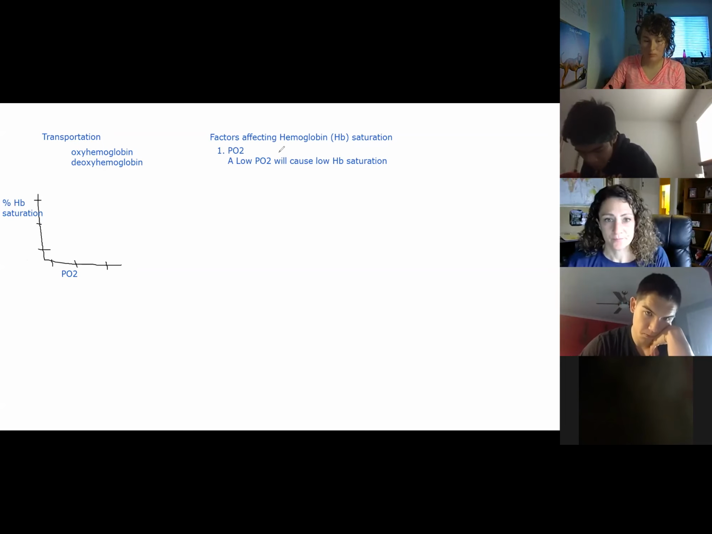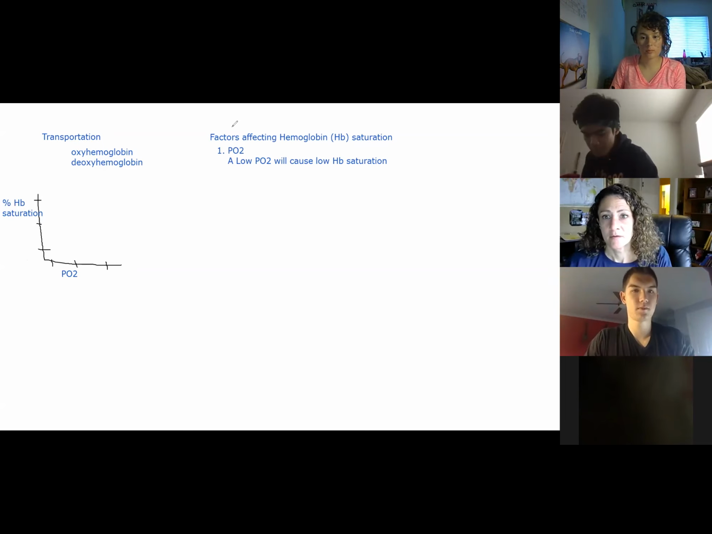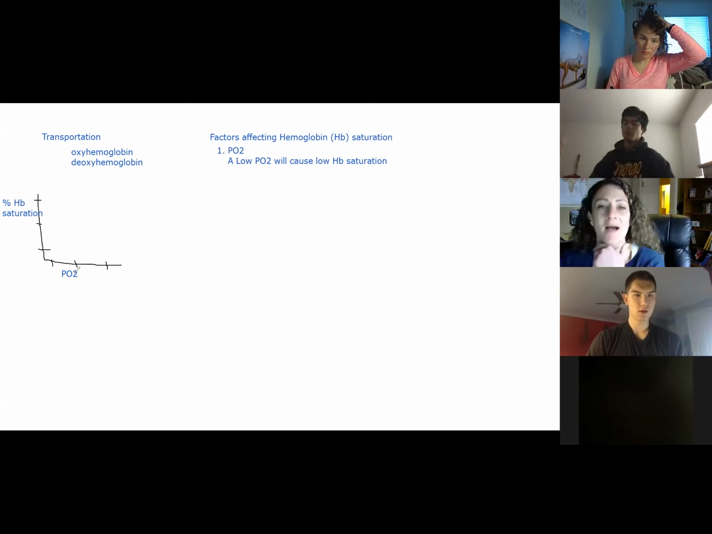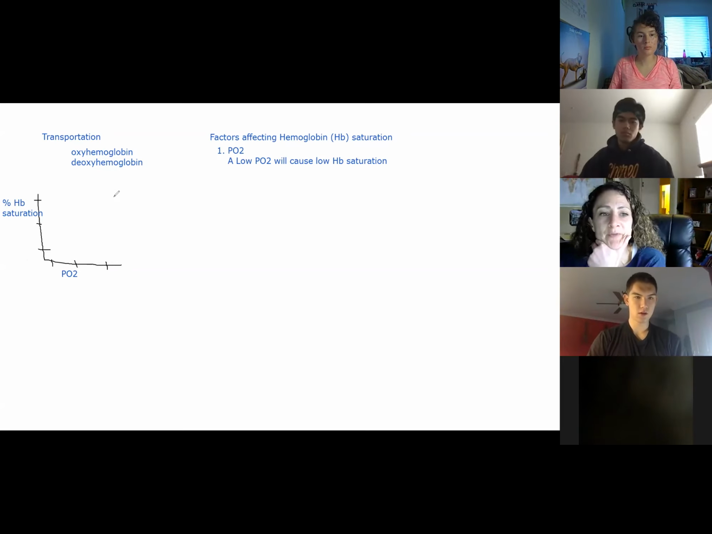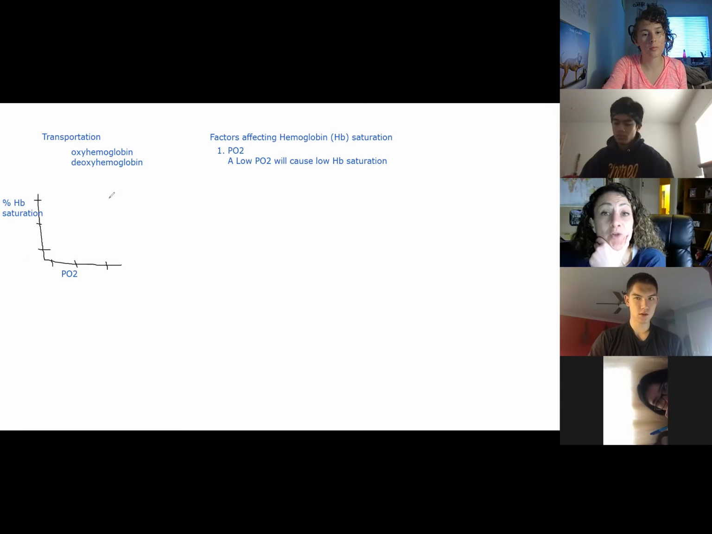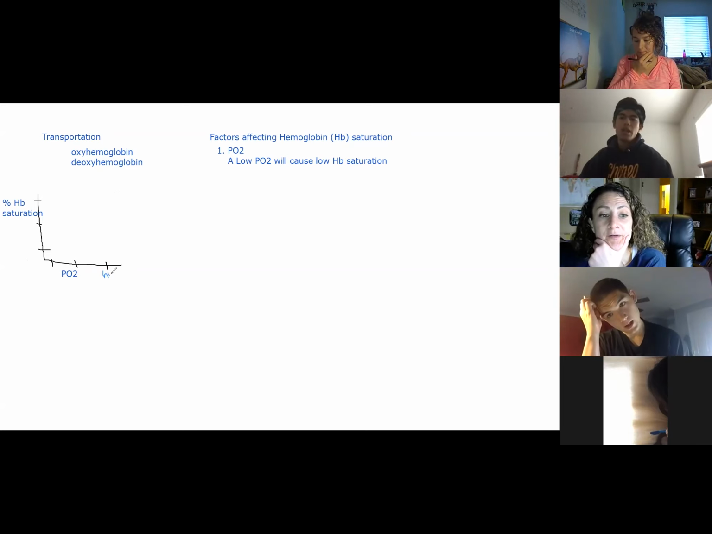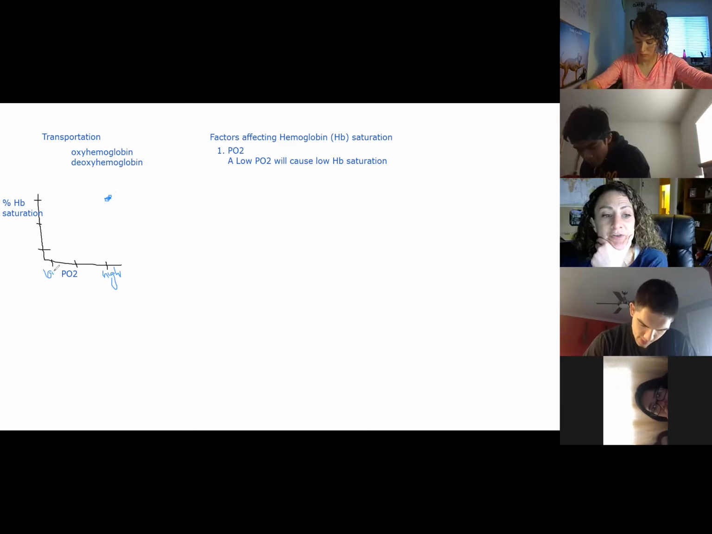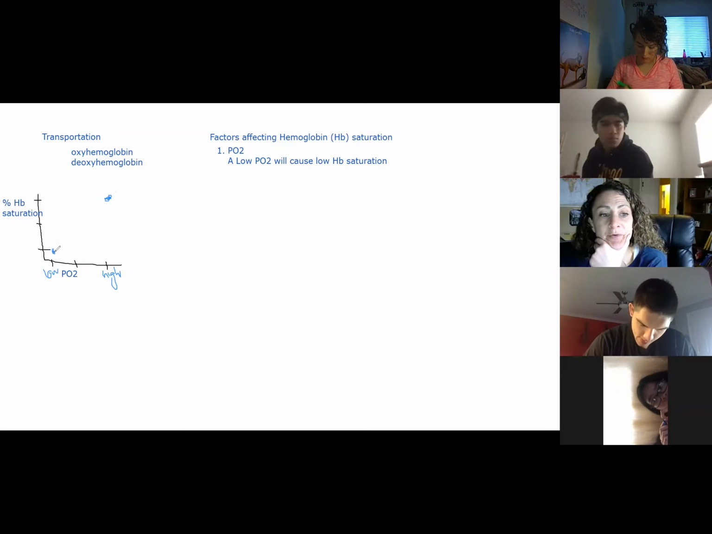Okay, so when partial pressure of oxygen is high, where would hemoglobin saturation be? In the lungs. High or low? When PO2 is high, saturation is high. So I'm going to put a data point there. When PO2 is low, where is saturation? Low. Okay, so there are your two points.